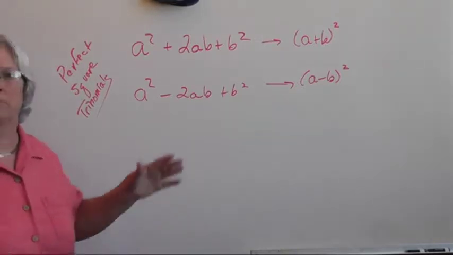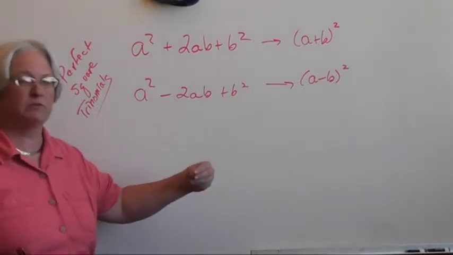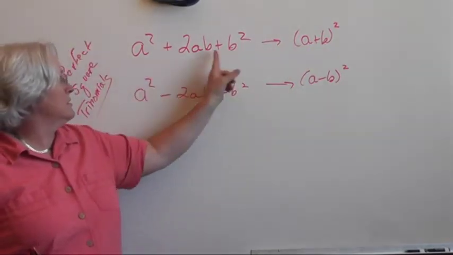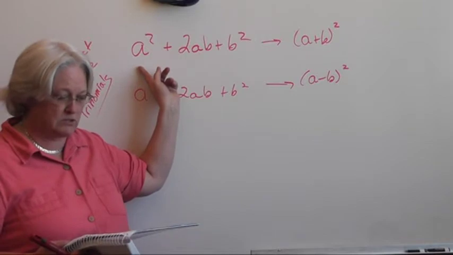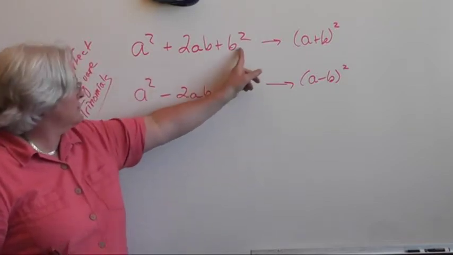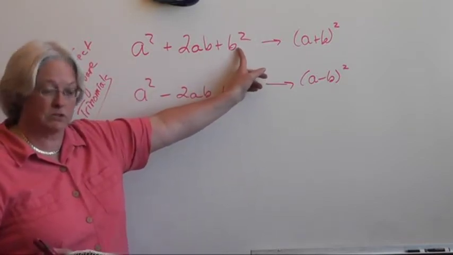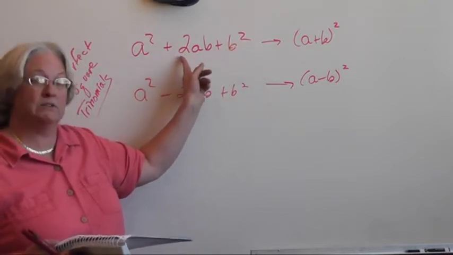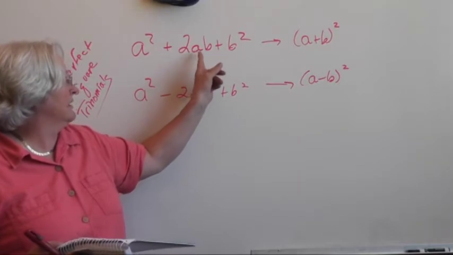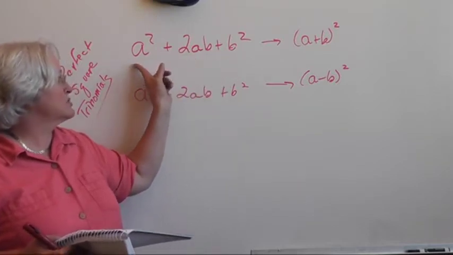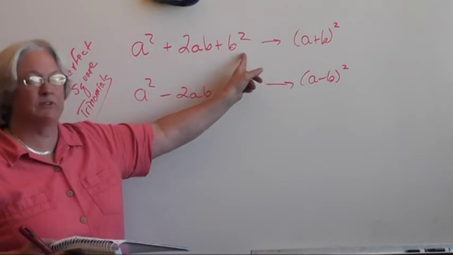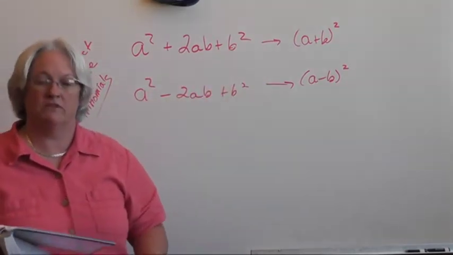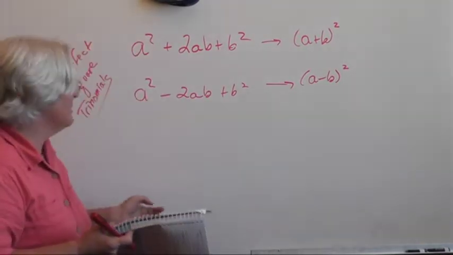There's a pattern that you recognize, and when you have a perfect square trinomial, the first term is a perfect square. The last term is a perfect square. And the middle term is twice, 2 times, the product, a times b, of the square roots of the first and last terms.